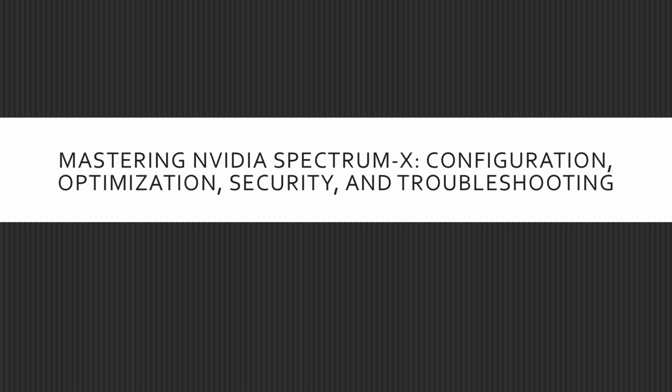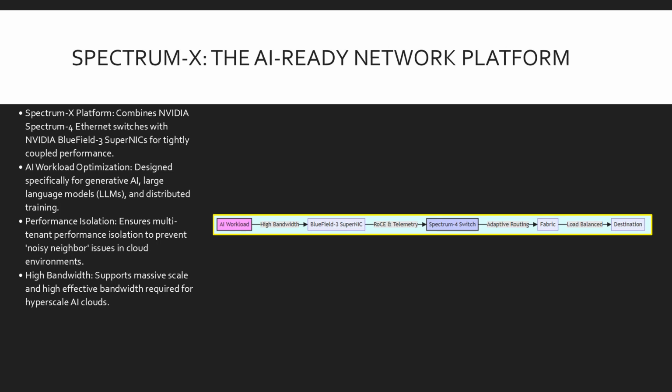Let's get started. To begin, we must understand that Spectrum-X is not just a switch, it is an end-to-end platform designed to solve the bottlenecks of traditional Ethernet in AI workloads. Traditional Ethernet often struggles with the synchronized bursty traffic of AI training. Spectrum-X addresses this by tightly coupling the Spectrum-4 switch with BlueField-3 SuperNICs. This combination allows us to achieve performance isolation, ensuring that one tenant's heavy workload doesn't degrade the performance of another. This architecture is critical for running massive transformer-based models efficiently.